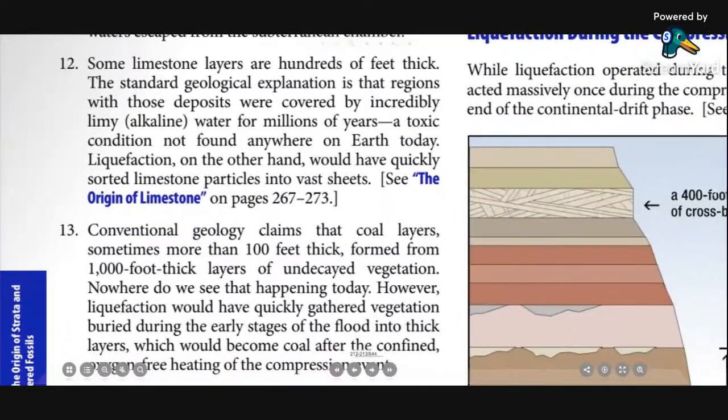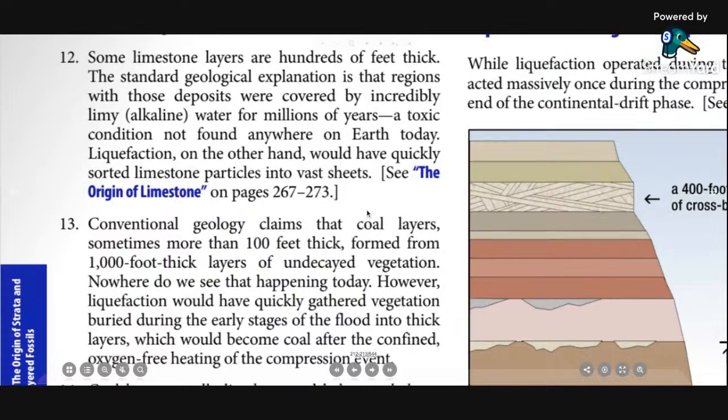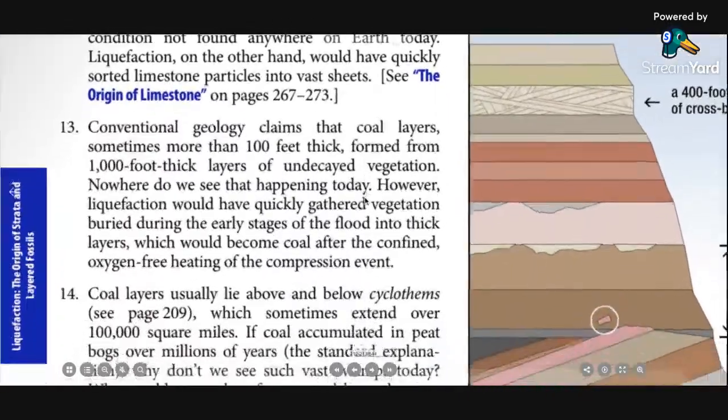Some limestone layers are hundreds of feet thick. The standard geological explanation is that regions with these deposits were covered by incredibly limey, alkaline water for millions of years, a toxic condition not found anywhere on Earth today. Liquefaction, on the other hand, would have quickly sorted limestone particles into vast sheets. See the origin of limestone on page 267.